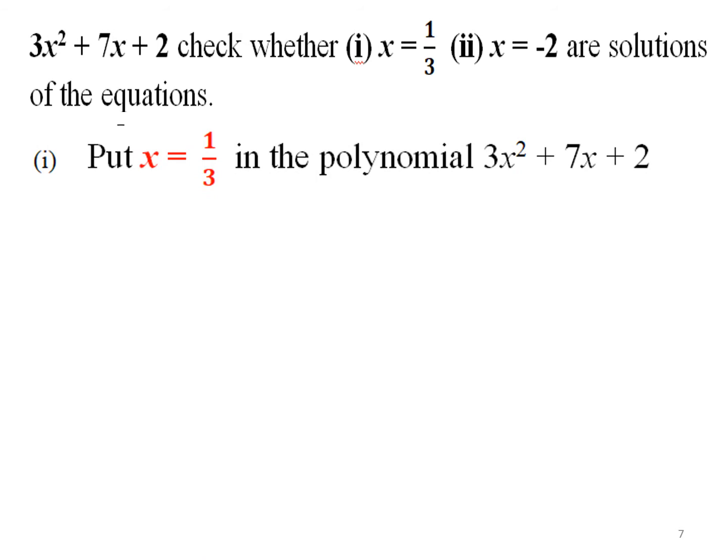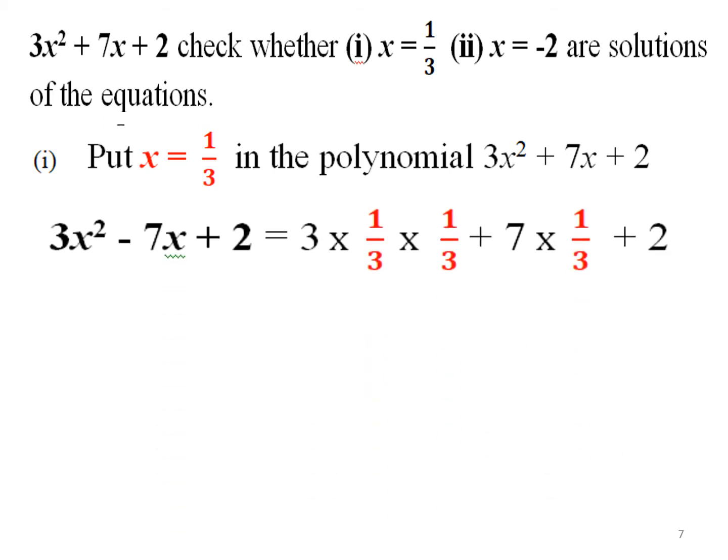My first one, put x is equal to 1 upon 3 in the polynomial 3x square plus 7x plus 2. So on substituting the value of x, the equation becomes 3x square plus 7x plus 2 is equal to 3 into 1 upon 3 into 1 upon 3 plus 7 into 1 upon 3 plus 2. 3 in the numerator and denominator gets cancelled. So I am left with 1 upon 3 plus 7 upon 3 plus 2.